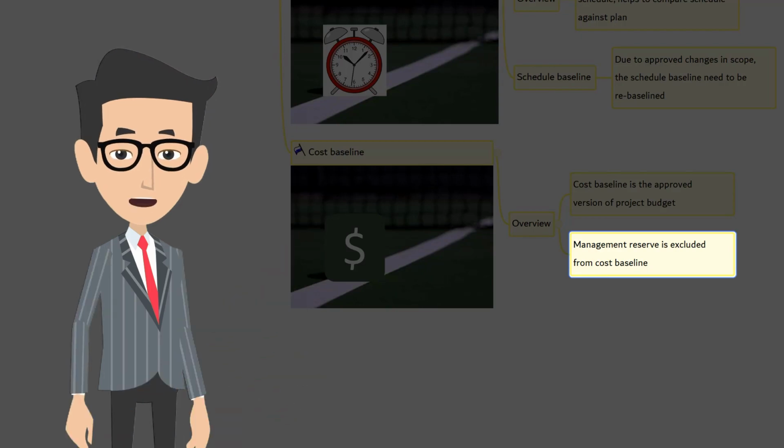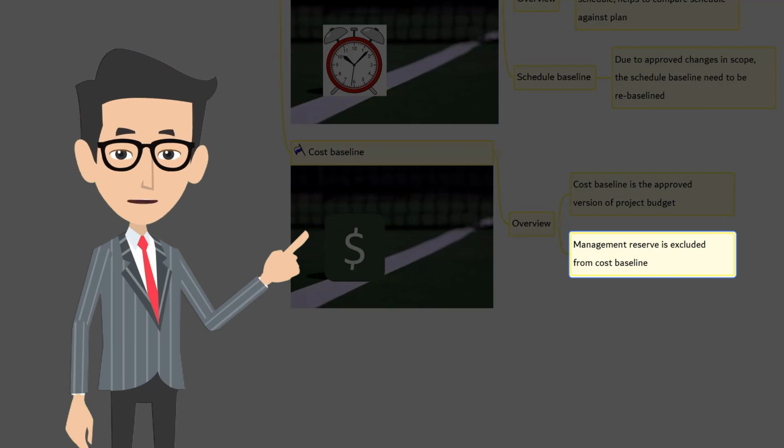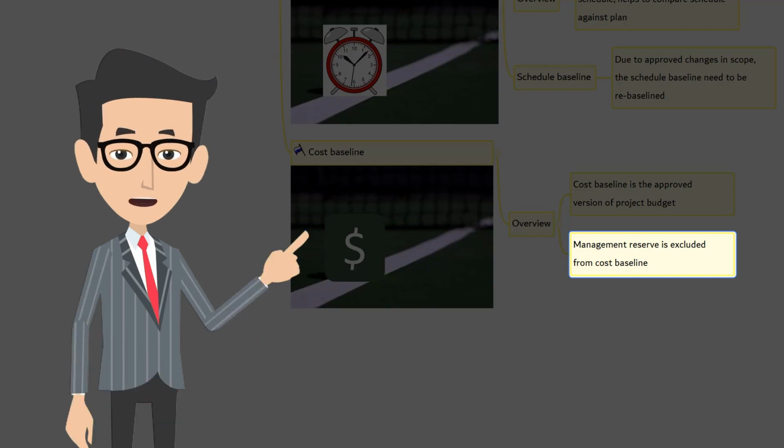The management reserve can only be changed through a formal change request. I know right now it looks a little confusing and you may not be able to understand every term. Don't worry, we will have a dedicated discussion in the upcoming cost management knowledge area about this. So just make a note of it. But for the time being, just remember that management reserve is excluded from the cost baseline. If it has to be changed, then it can be done only through the formal change control process.